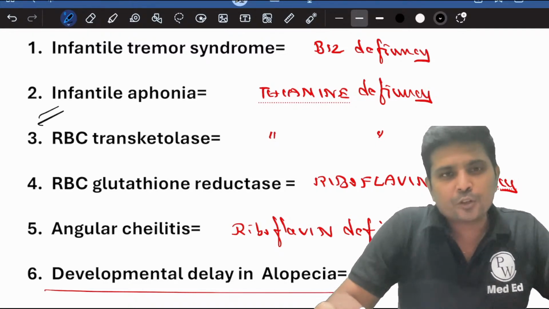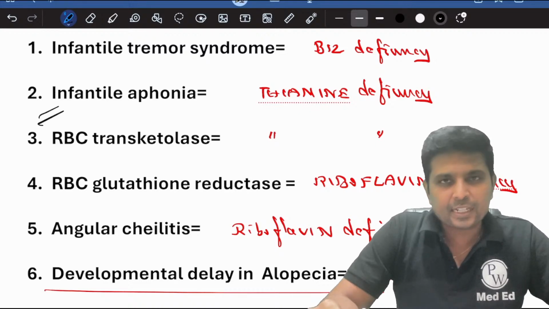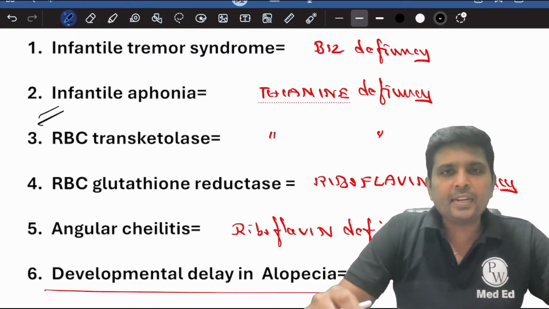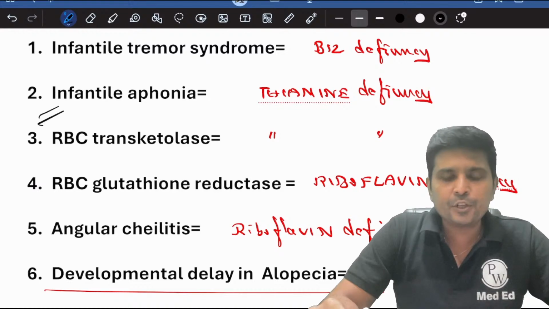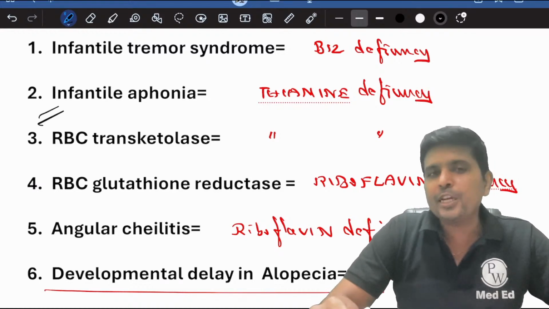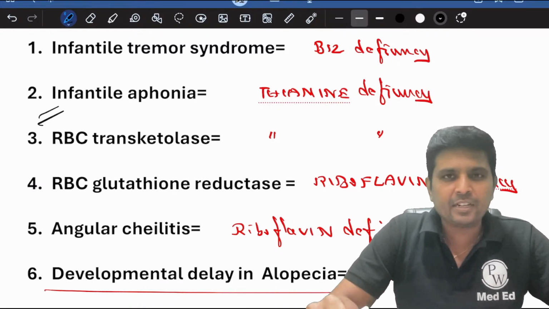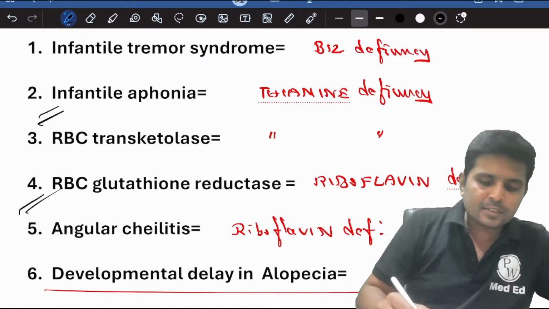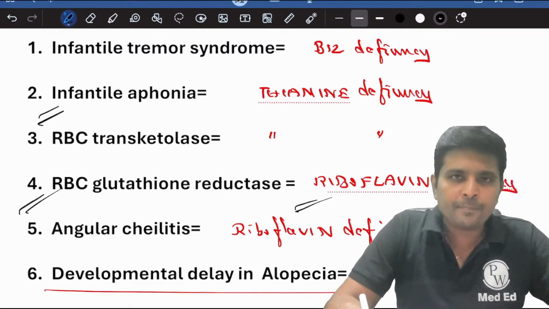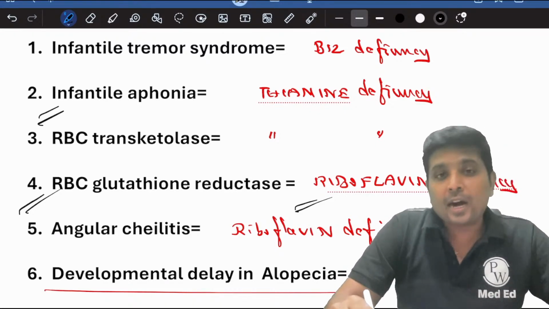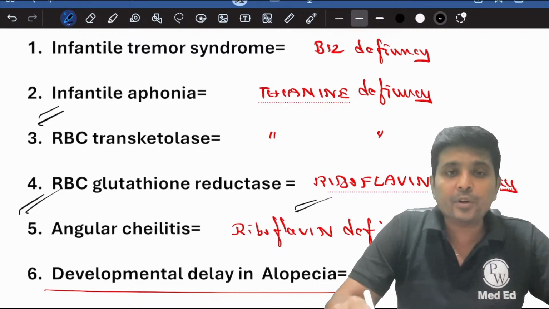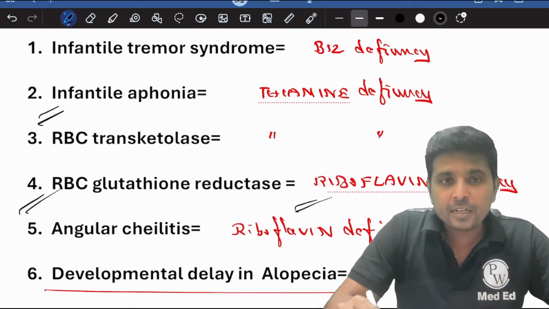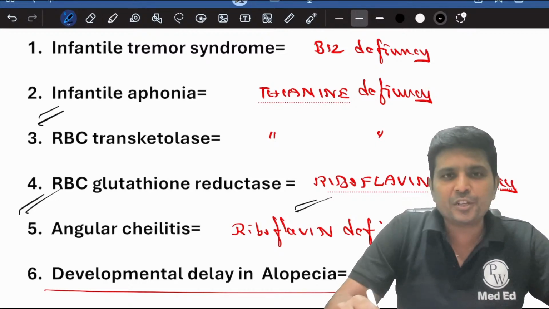Thiamine, or B1 deficiency, is also characterized by RBC transketolase levels, because the investigation of choice for thiamine deficiency is to look at the RBC transketolase level. When RBC transketolase levels are low, it indicates an underlying thiamine deficiency. And what is RBC glutathione reductase? It depends on riboflavin deficiency. So in riboflavin deficiency, your RBC glutathione reductase will be high.